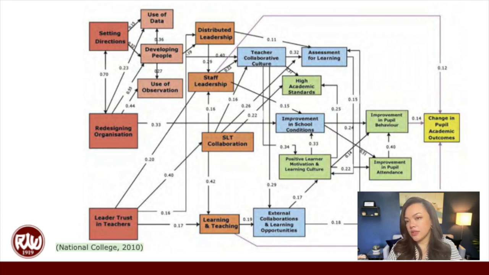So I like to see this visual, and if I have an issue, say that my teachers don't seem to be very collaborative and they don't support a very teacher collaborative culture, then I know maybe I wasn't able to really develop people, or maybe I didn't really lead up to setting direction, or maybe the organization is just not suitable for a teacher collaborative culture.